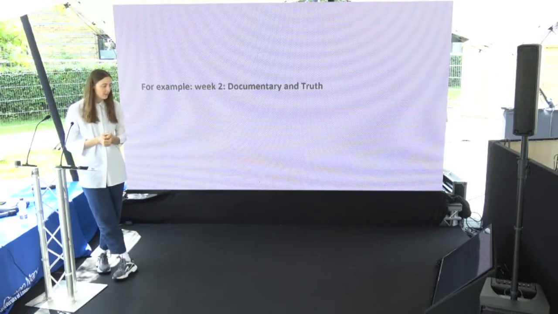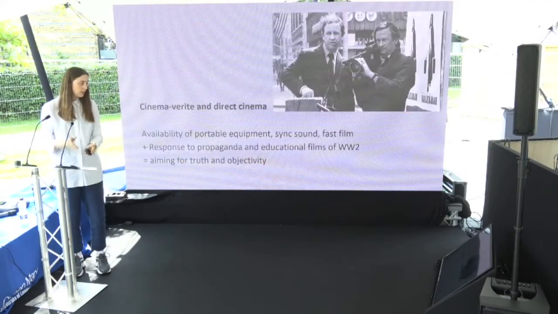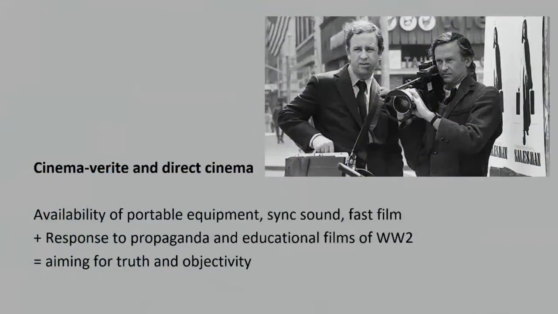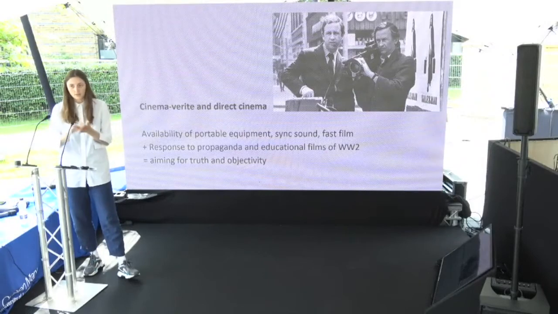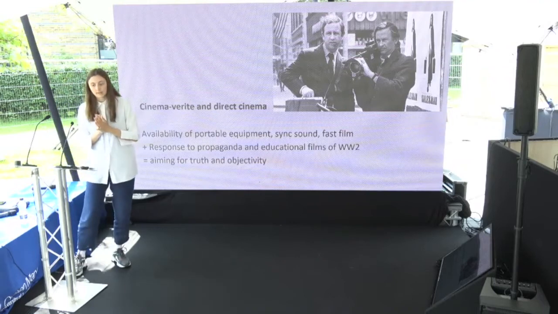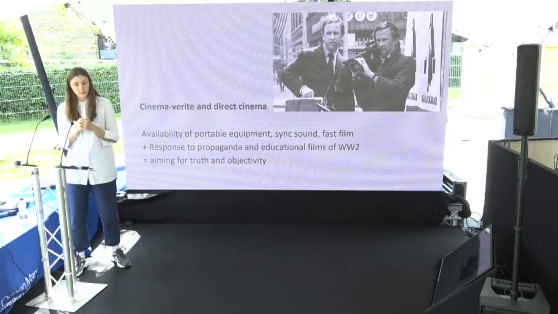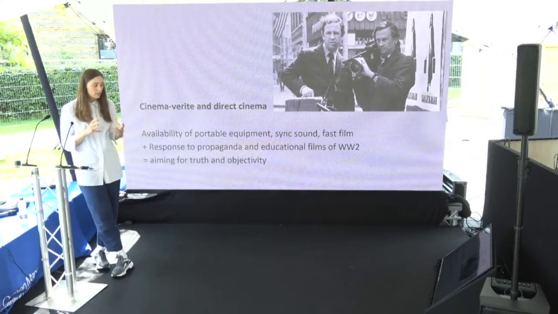So very, very briefly, just a few ideas that we covered in week 2, documentary and truth. In the first week, when talking about what is a documentary, we covered the first few decades of the 20th century of documentary history. And in the second week on documentary and truth, we kick it off from the post-World War II era and begin with the observational documentary schools of direct cinema in the US and cinema verite in Europe.